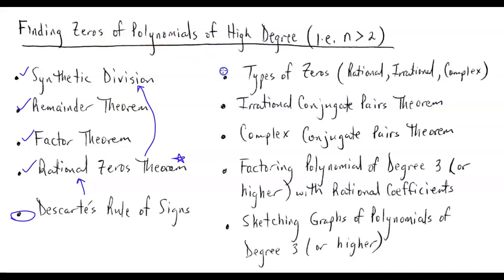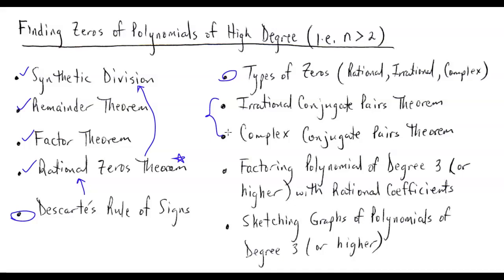We'll also talk about the types of zeros that we have. In other words, we want to classify them, so that whenever a polynomial has a certain type of zero, whether it's rational, irrational, or complex, we'll know whether to expect that it's a zero that stands alone, or that it is paired with another type of zero. And so that gets into what we call the irrational and complex conjugate pairs theorem.